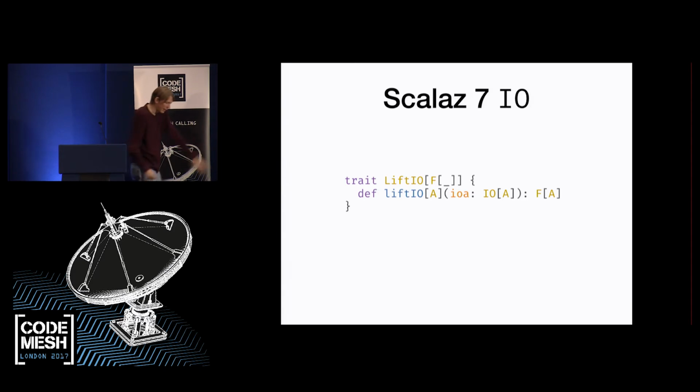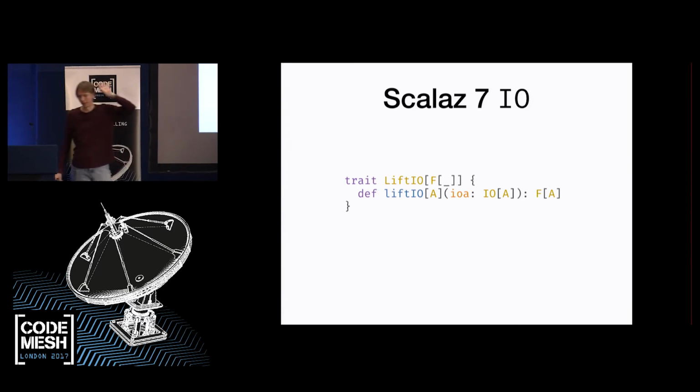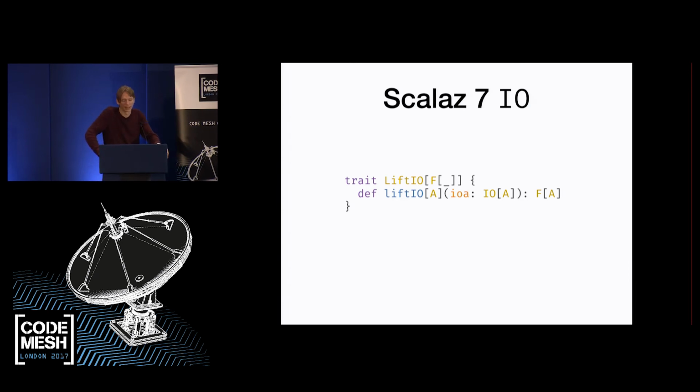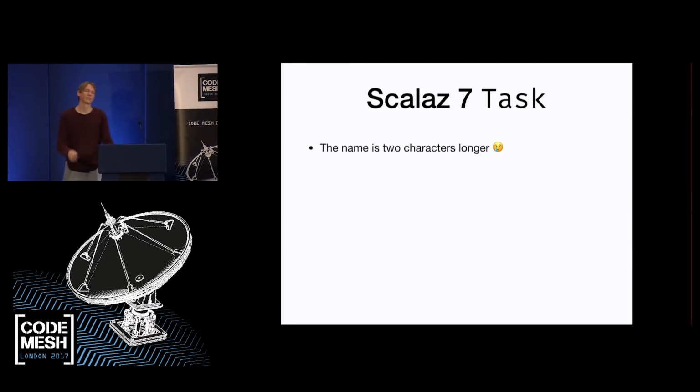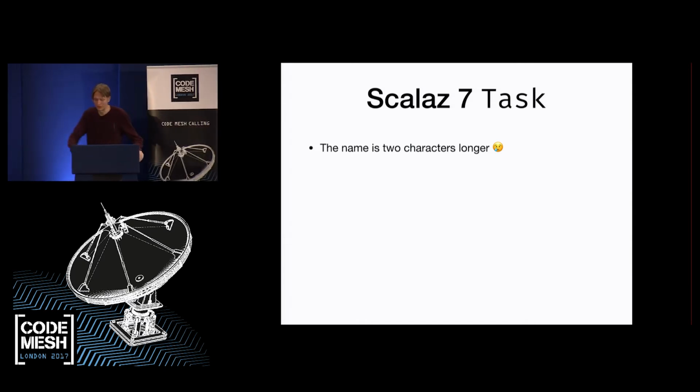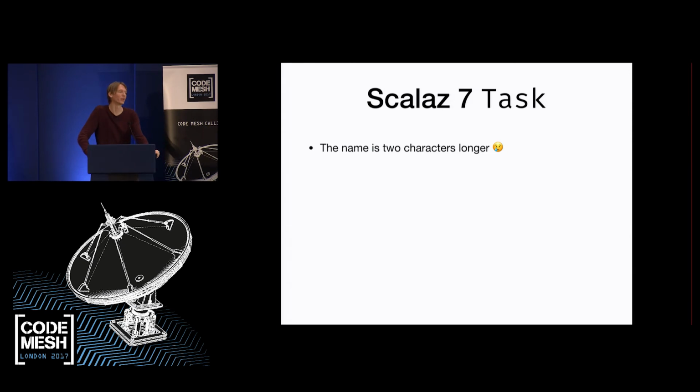So Scalaz 7 I/O was written like eight or nine years ago, so quite some time. About five years ago, they decided, oh well, let's take another crack at this I/O thing, and we'll call it Task. So Scalaz 7 has Task, which is also an I/O monad, and the name is longer, which is really annoying when you have to write this thing about 400 times a day.